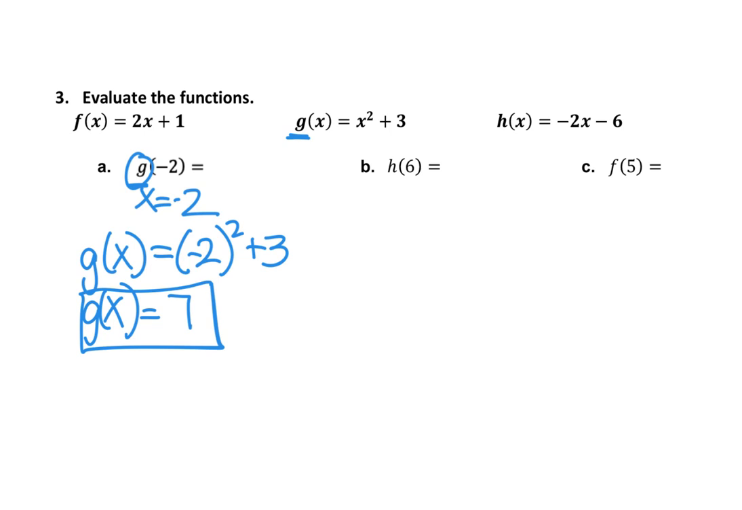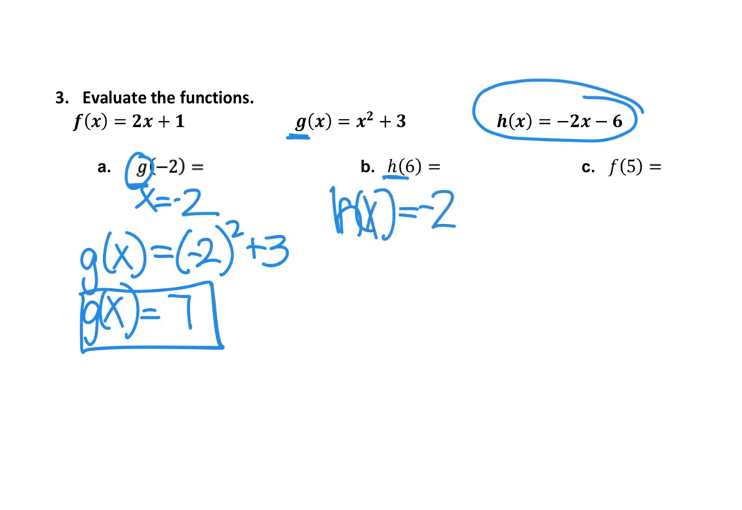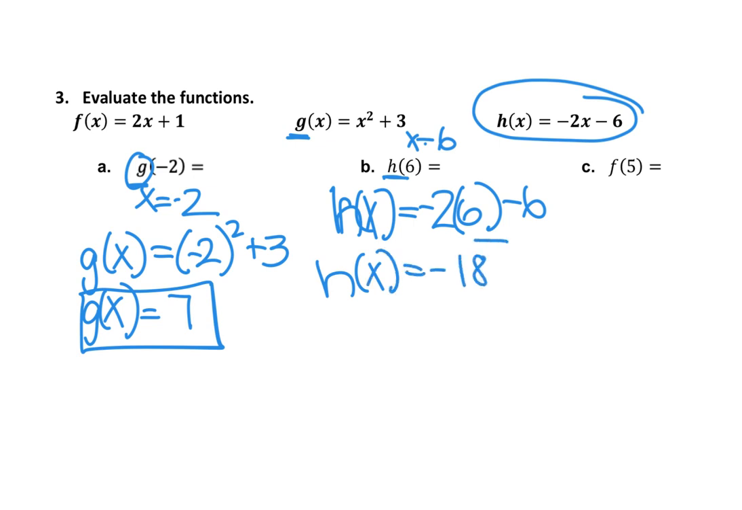All right, so the next one is the h. So we need to use this function right here. So h of x is equal to negative 2 times x minus 6, and now we're saying that x is equal to 6. So h of 6 is equal to negative 12 minus 6, which is negative 18.